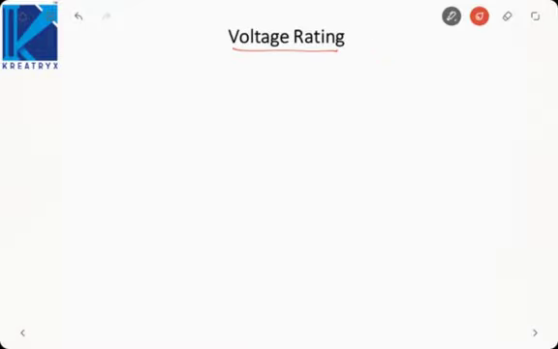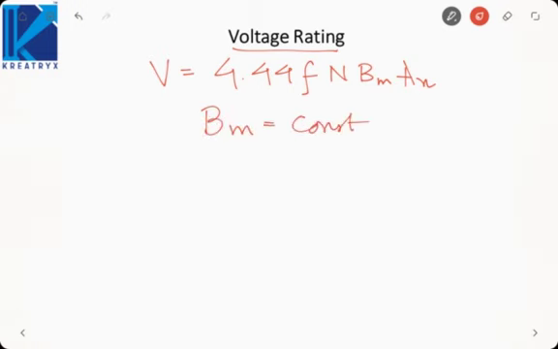First is my voltage rating. When we derived the EMF equation, we derived V is equal to 4.44 f N Bm into A. Remember, whenever we scale the transformer or change the dimension, we make sure that Bm is constant. Why do we make sure Bm is constant? Because if Bm is increased somehow, then the transformer may enter saturation. So it is pretty necessary that you keep Bm constant.